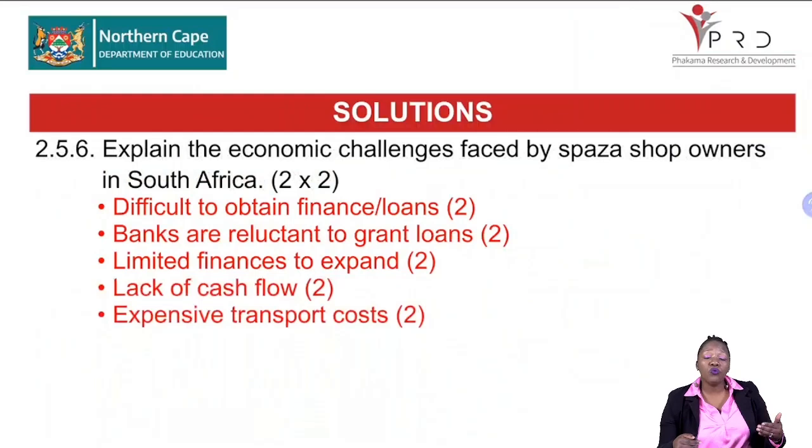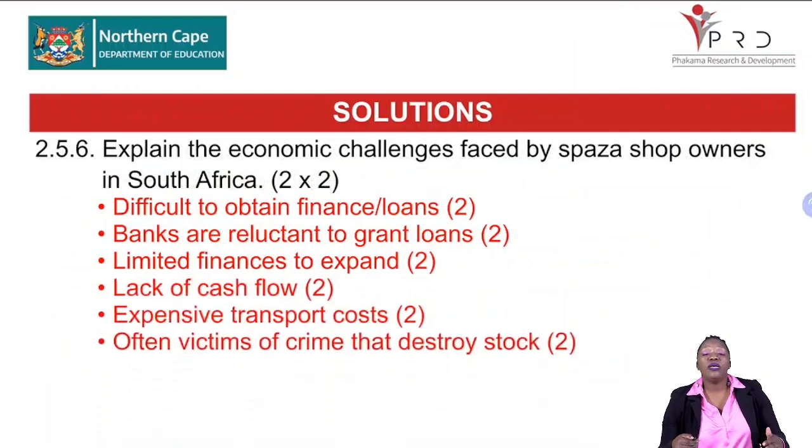Also, we're looking at the expensive transport cost. Remember, they need to go to the formal businesses to order their goods. So it's also expensive, especially for someone who doesn't have his or her own car and depends on public transport. And also, they are often victimized by crime that destroys their stock. Remember, when they come to check for the permit or the license, they also vandalize their things.